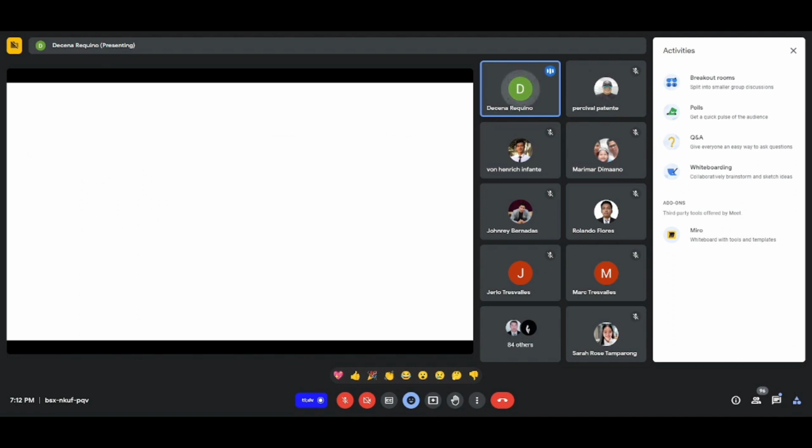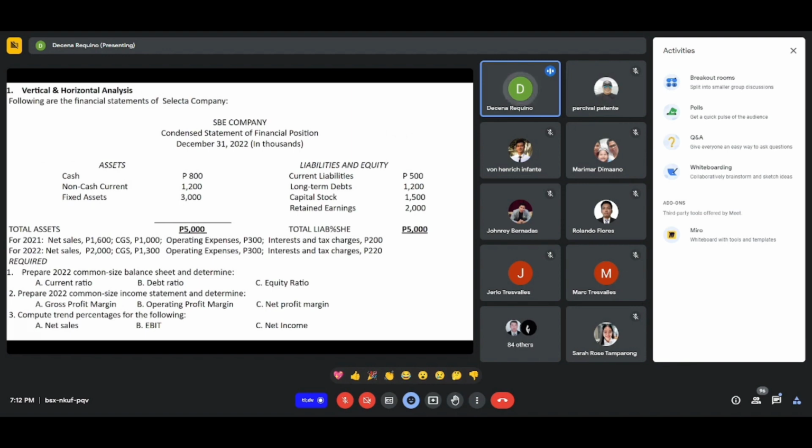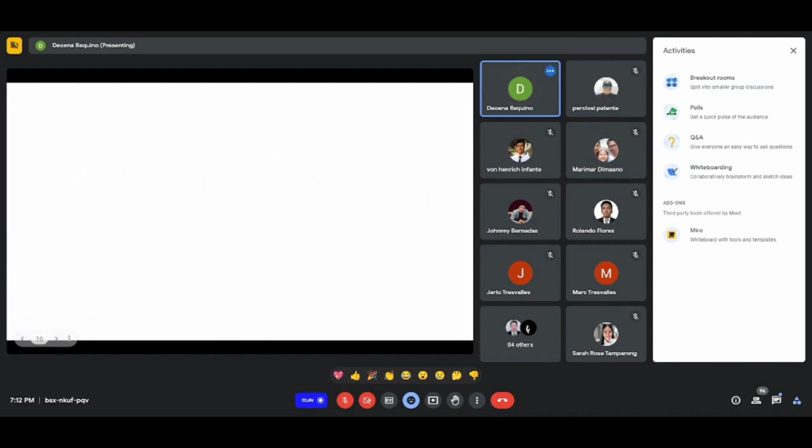So ito, yung number 2, prepare 2022 common size income statement and determine the gross profit margin, operating margin, and net profit margin. So para ma-compute mo, kailangan gawin mo muna yung income statement. So, merong net sales sa 2022 na 2,000, then sa 2021, 1,600 based dun sa sample. Yung cost of goods sold, 1,000 ng 2021 and 1,300 ng 2022.